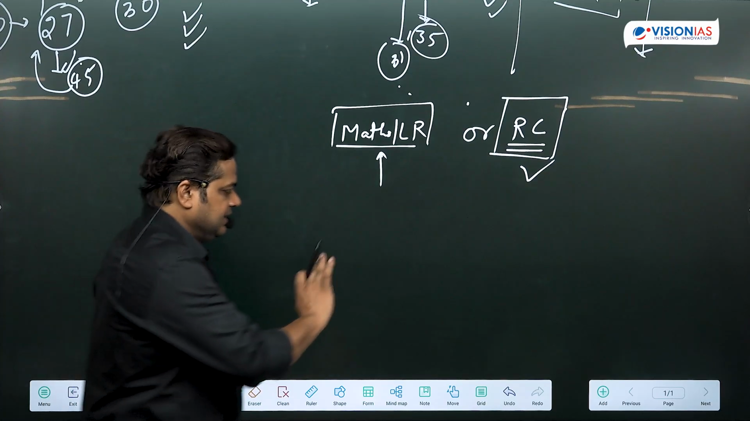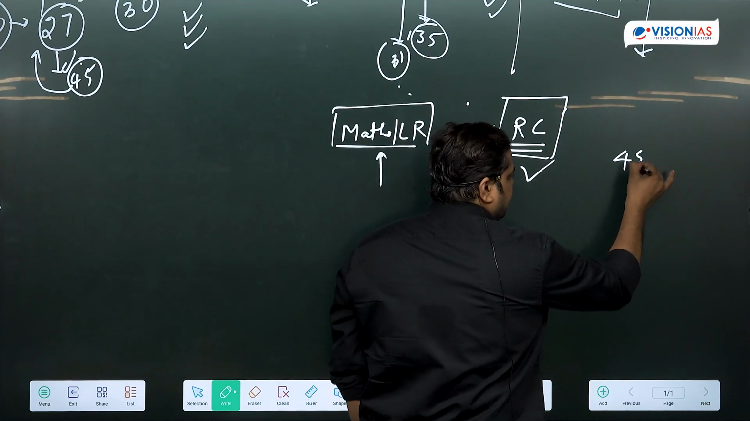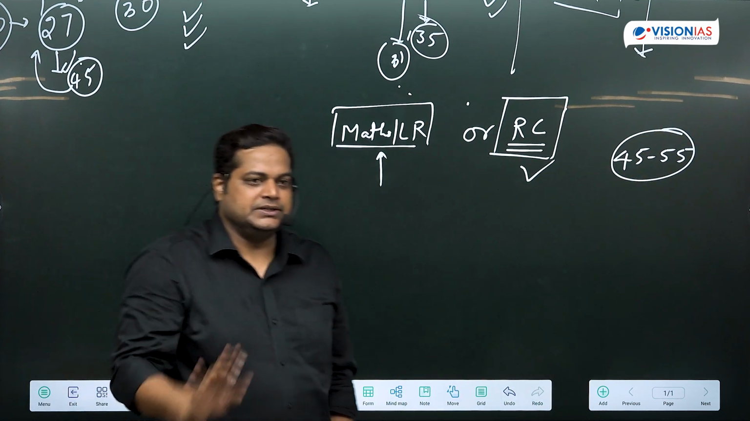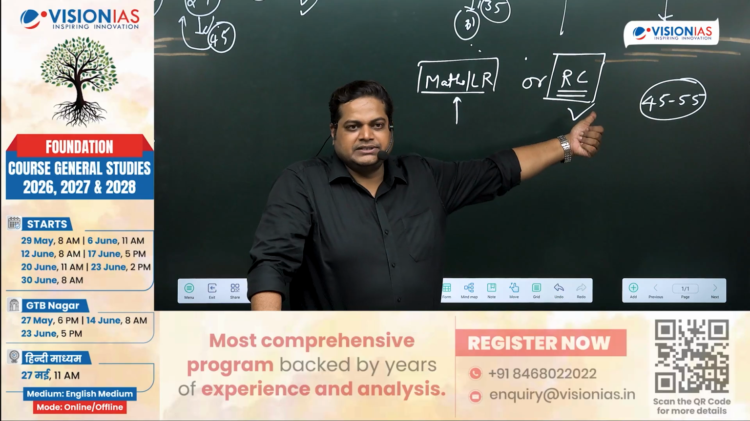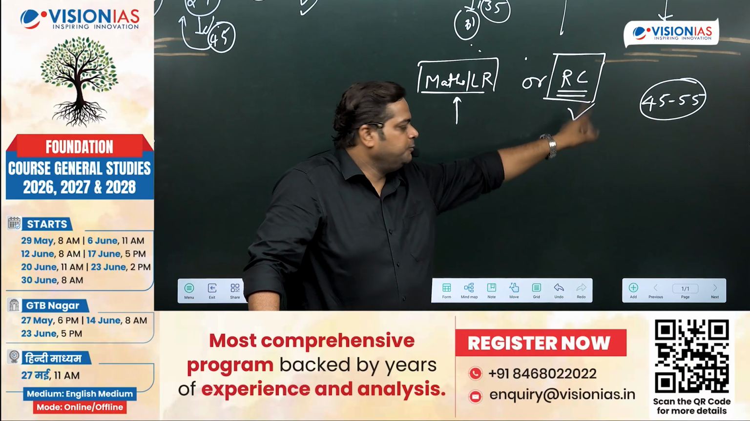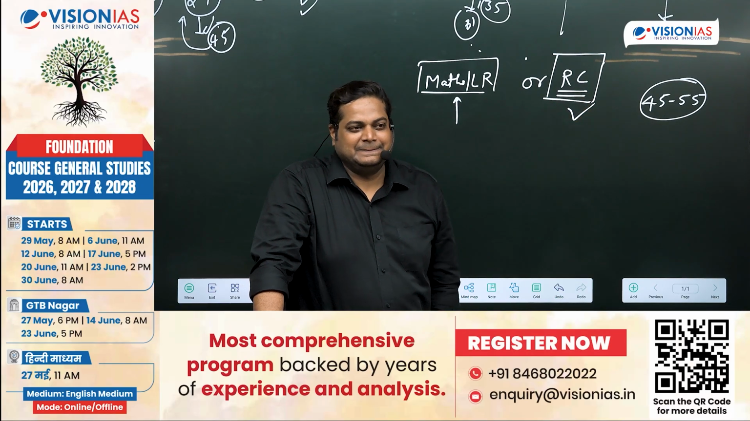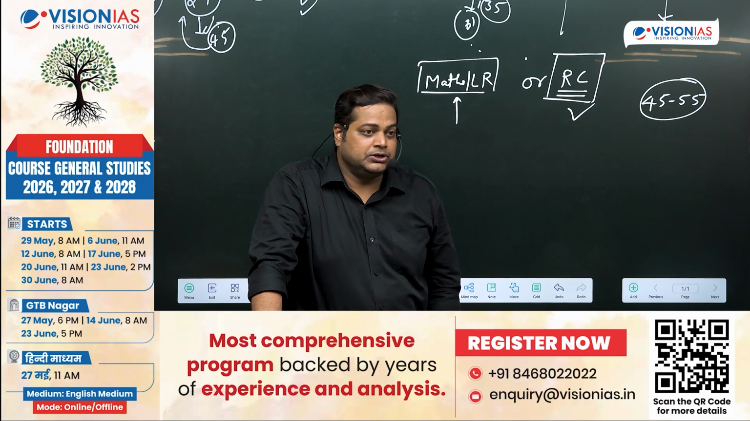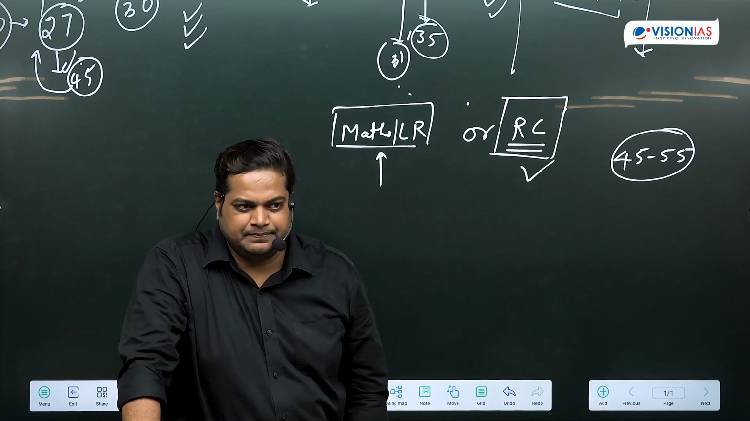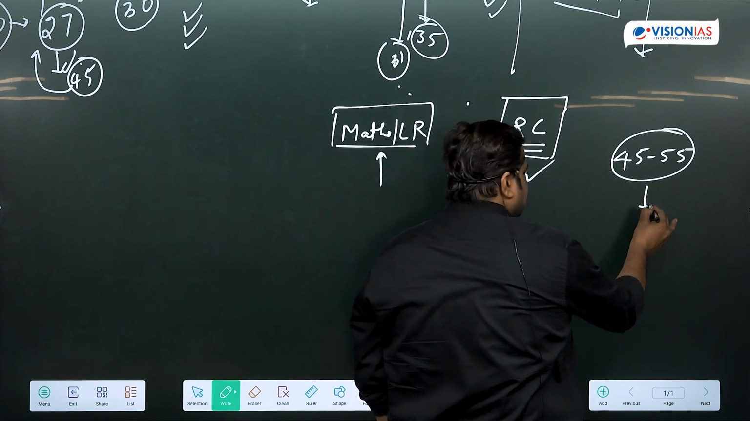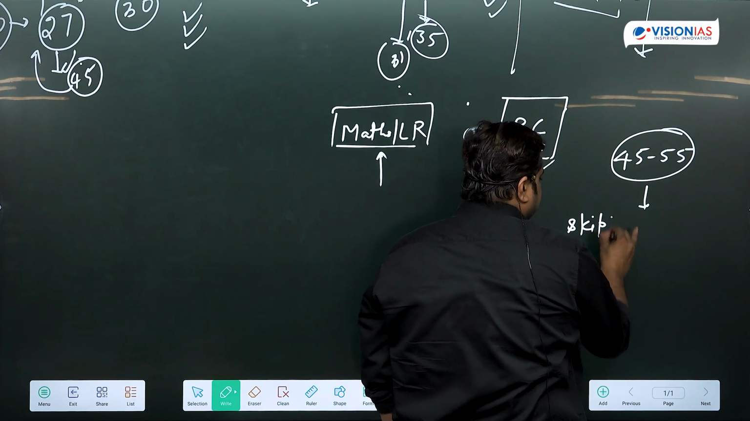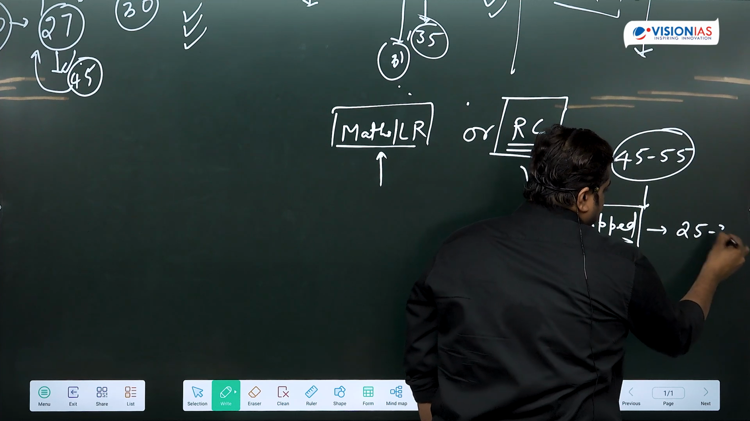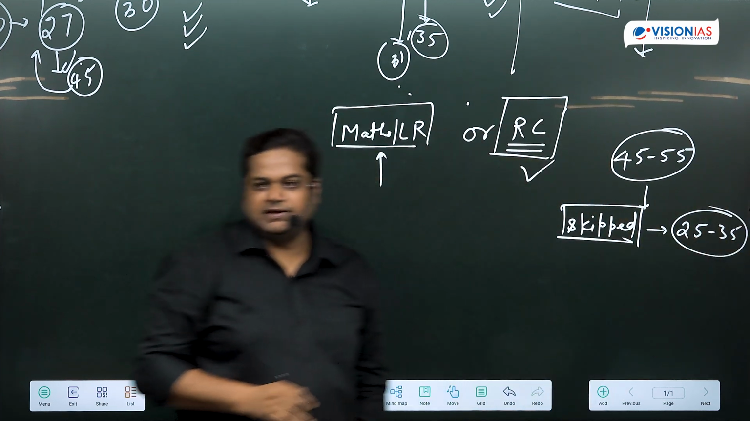We have seen that roughly 45 to 55 is the number of attempts for the students. This many questions students are attempting. So how many questions are students leaving? Total 80 questions, so 25 to 30 to 35 questions students are skipping. That also we need to understand, the number of questions which are skipped, we can say this much, 25 to 35.